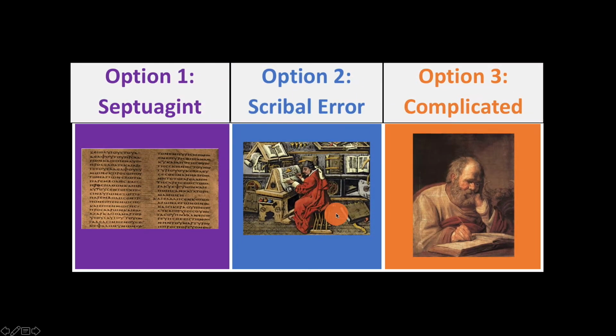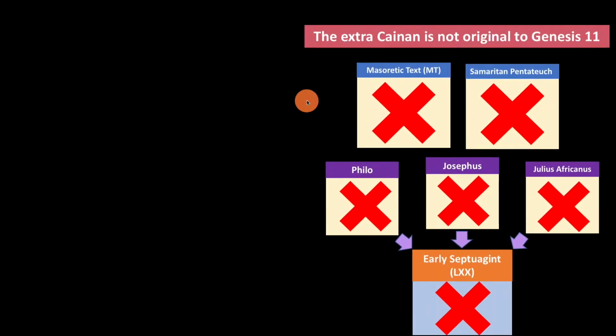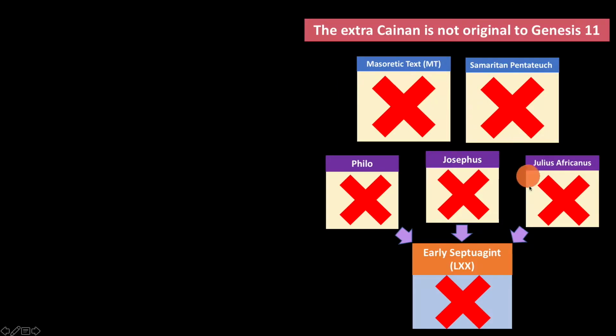Welcome back. So in our last video, we were explaining why there's an extra Kainan, and we have three options before us. We went through option one, whether or not it's simply due to the Septuagint, and in the last episode, we were in the middle of describing whether or not the extra Kainan can be explained by an early scribal error. People who argue for option two are going to draw our attention to the overwhelming amount of witnesses to the fact that the extra Kainan is most likely not original to Genesis 11.